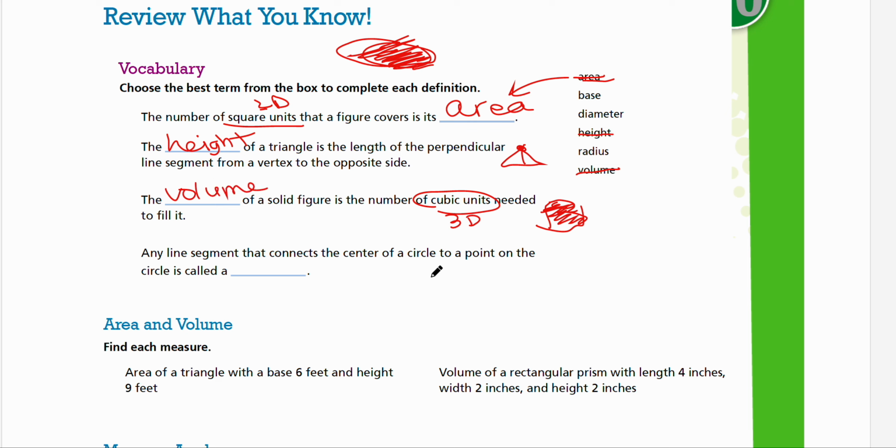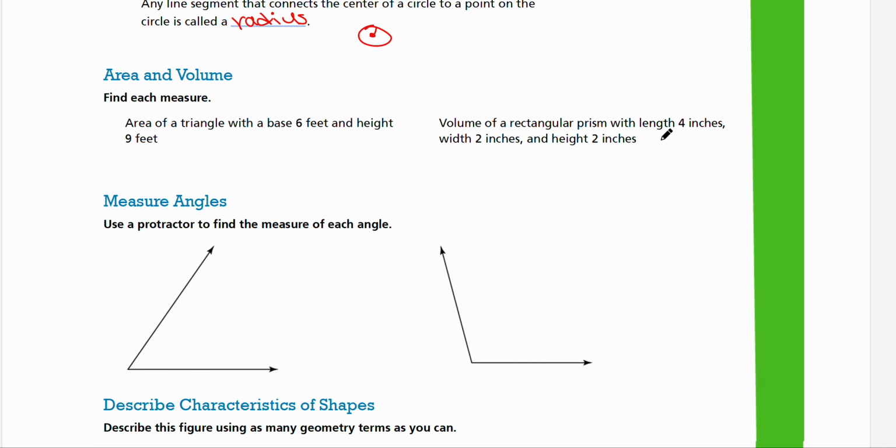Any line segment that connects the center of a circle to a point on the circle is called, so in the circle, any segment that connects the center of the circle to any point on the circle, this is called the radius. Okay, so these are the words that you probably have heard before. There's also base and diameter. So diameter would be the length across the circle, and then the base of a triangle would be like the base on the bottom. So let's look at area and volume problems that we have learned so far.